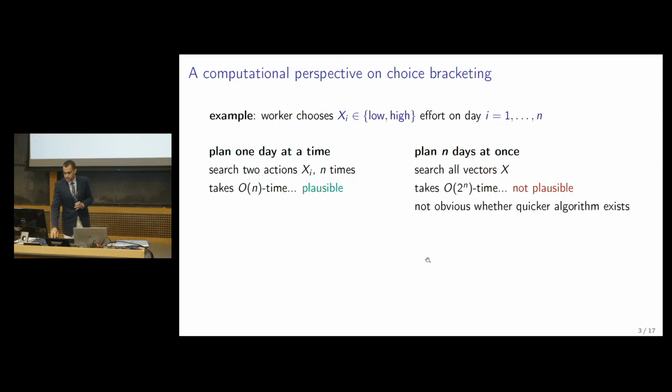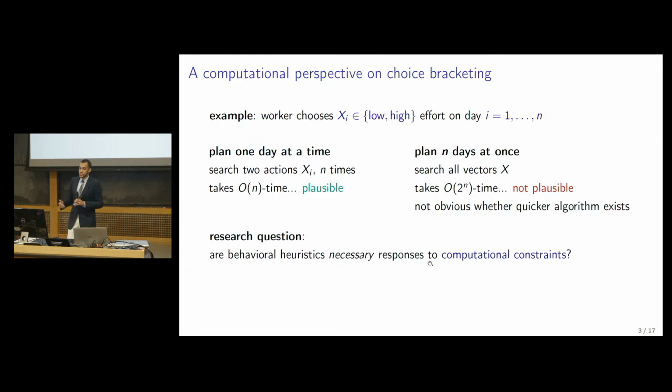Now, of course, there might exist other algorithms that take some advantage of the worker's preferences or other aspects of the problem to plan n days at once better, more quickly. So we don't yet want to say that planning n days at once is unreasonable, just that this particular algorithm is not a plausible way to get there.